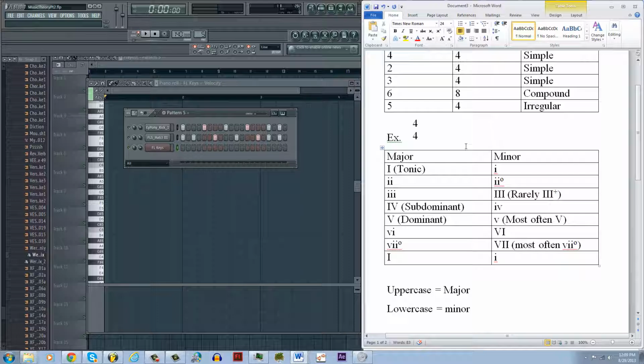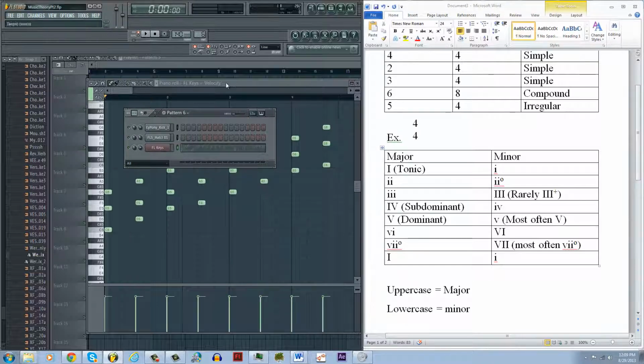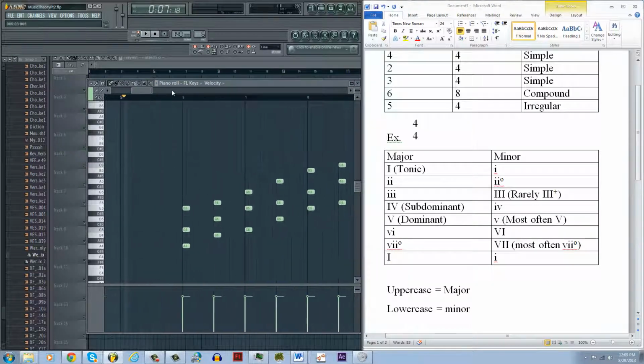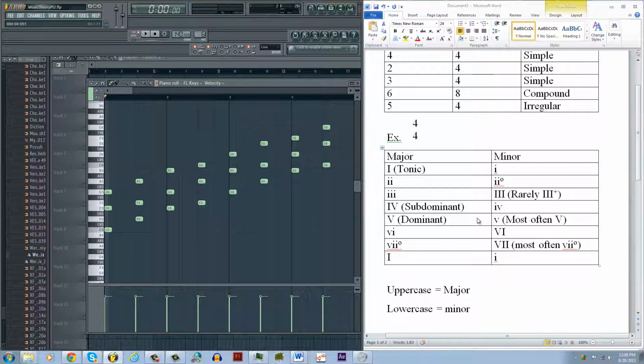We'll use C major for this one. In order, the chords I play will follow the left side of the chart. So each chord follows a certain mode, and they all have names, but the most important ones to be named are the tonic, the subdominant, and dominant mode.